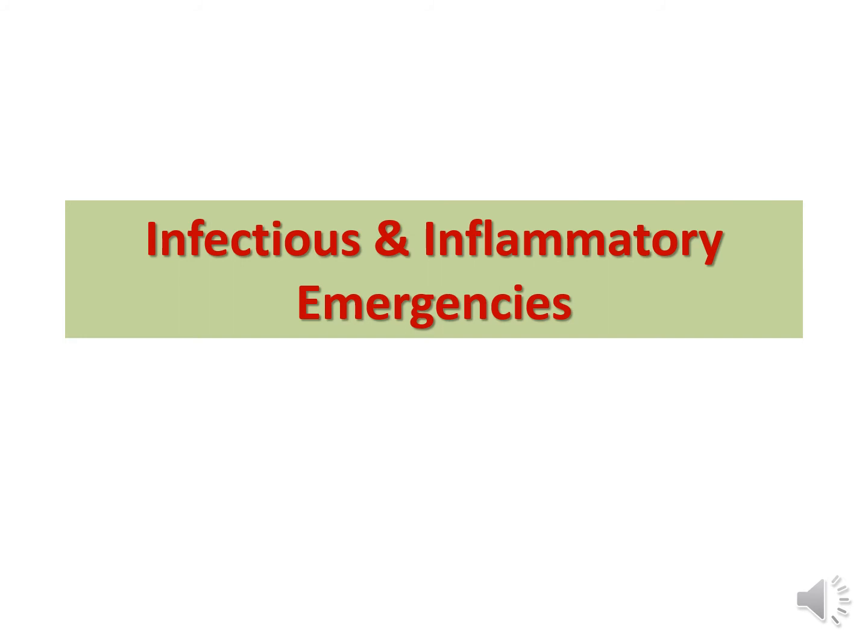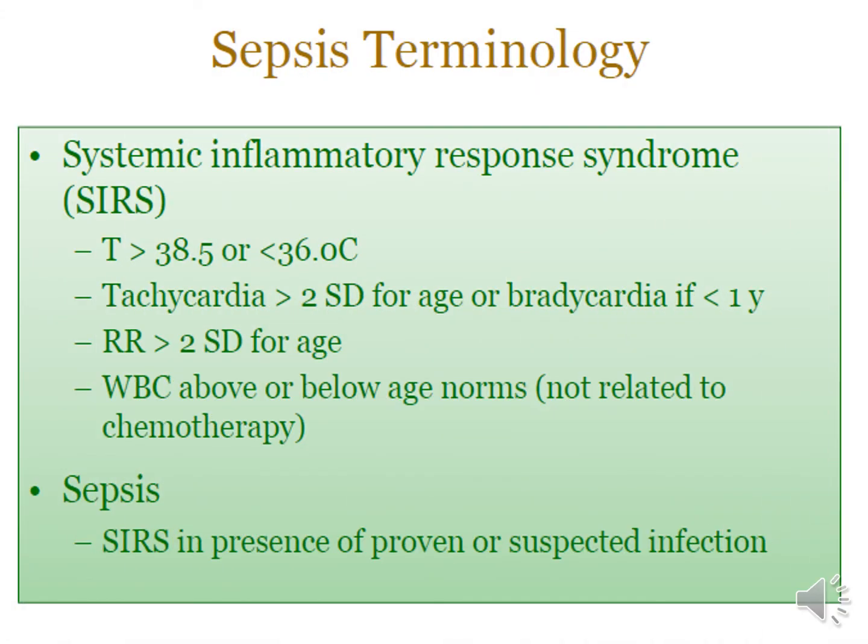The third one is infectious and inflammatory emergencies. The first term is sepsis. How can we diagnose sepsis? Before diagnosing sepsis, we have to diagnose first SIRS, which is called systemic inflammatory response syndrome.